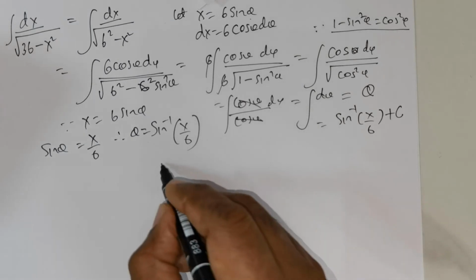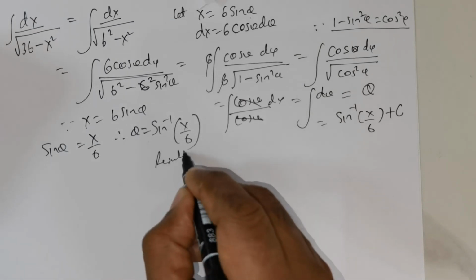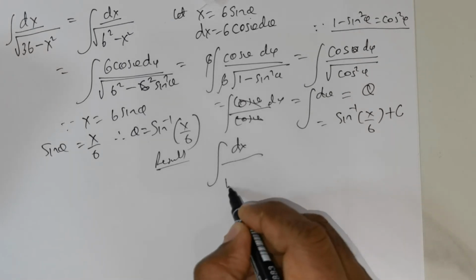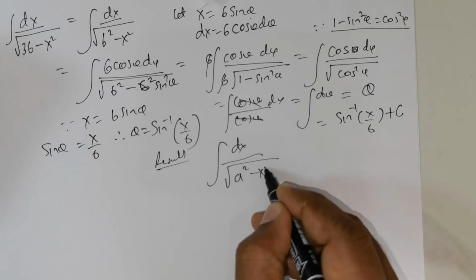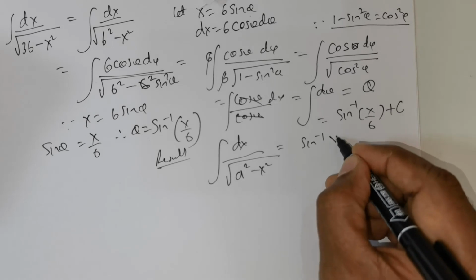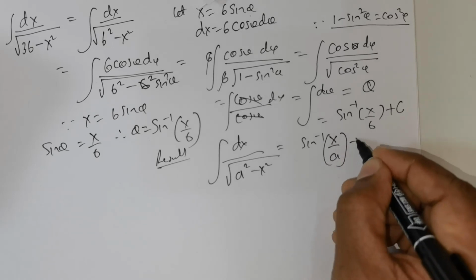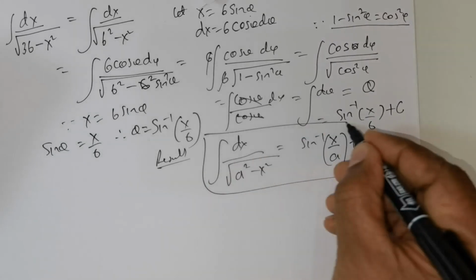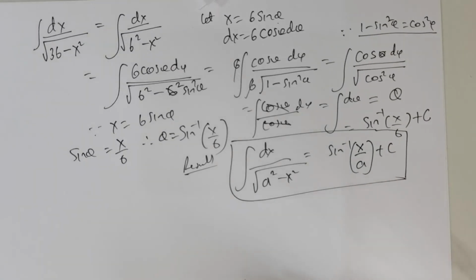So therefore you have a beautiful result. So what is the result? If you have integral dx over root of a squared minus x squared, this is equal to sine inverse of x over a, plus arbitrary constant c. So this is a beautiful outcome of the substitution technique.